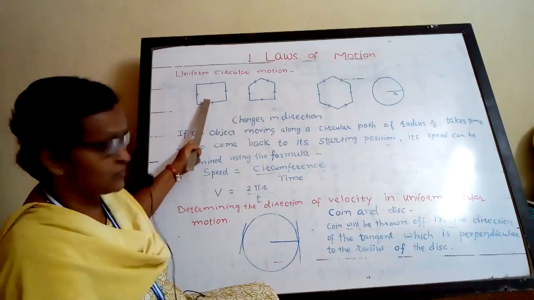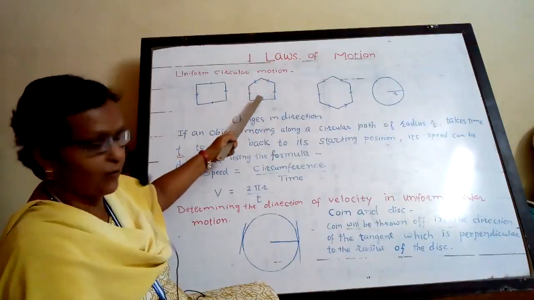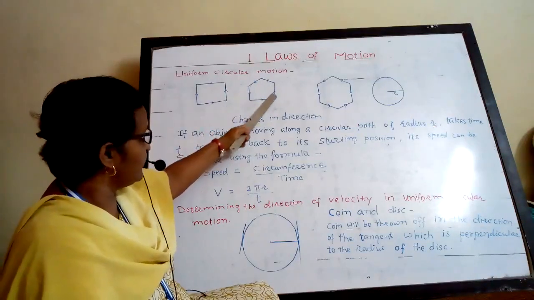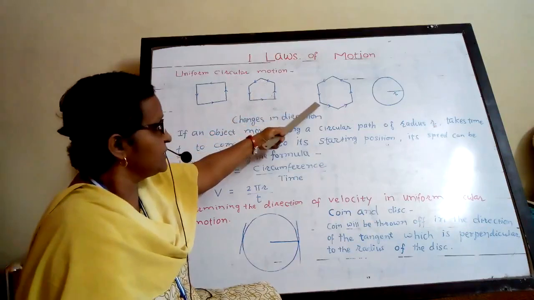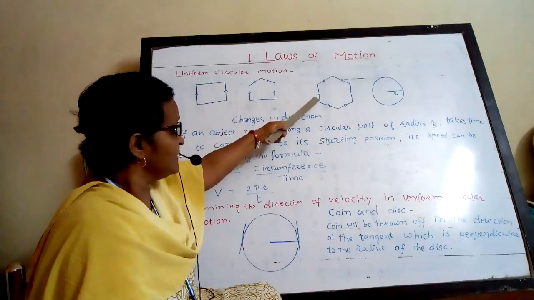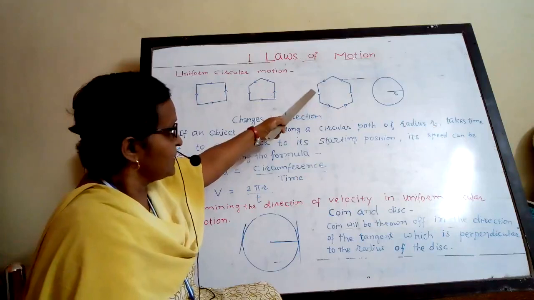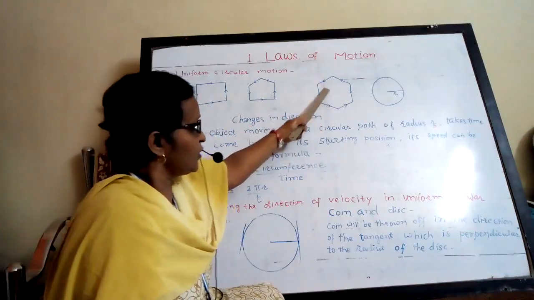Now I have increased one more side. It has 4 sides, it has 5 sides, a pentagon. Again there is a change in the direction. Again I have increased the side, one more side, it is a hexagon. Again you are observing a change in the direction.